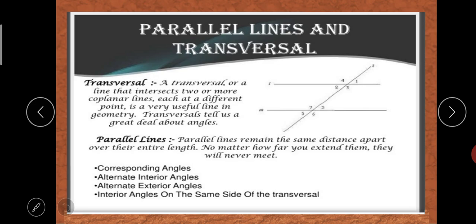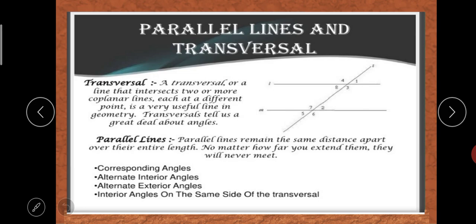Parallel lines remain the same distance apart over their entire length. So we will find the equal distance between the lines. No matter how far they extend them, they will never meet. Though the parallel lines are small or big, however much they are extended, it will not show a difference in their lengths or a difference between those two lines.